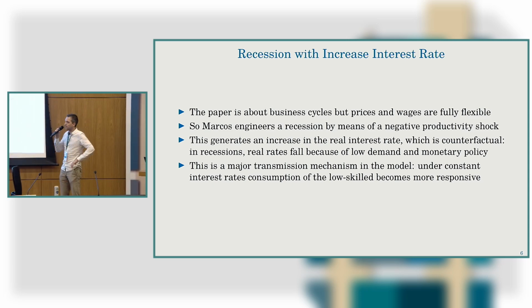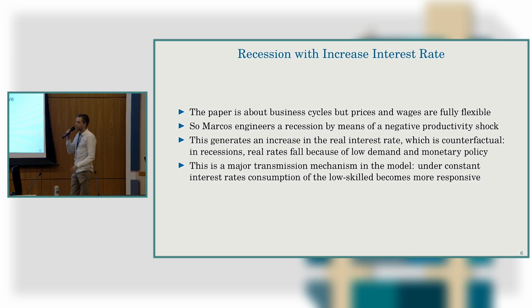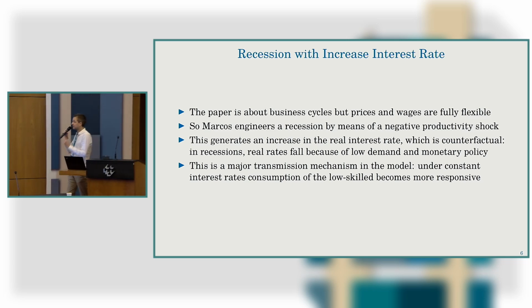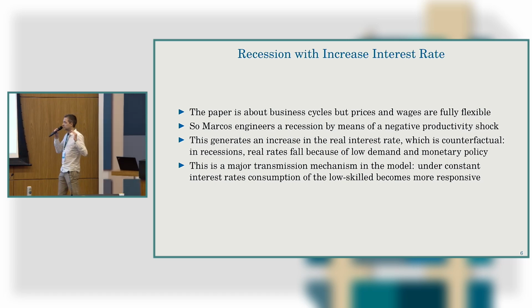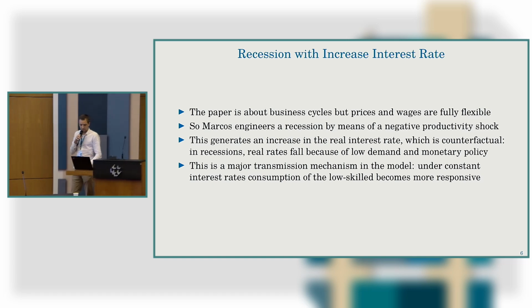This paper is about business cycles. This section is about HANK, but this paper is not HANK. So you don't have price or wage rigidity. It's a fully flexible price model. The way you engineer a recession is by means of a negative TFP shock. This creates an increase in the real interest rate. But that's counterfactual, at least in the US, and maybe not in Brazil, but in recessions, real rates tend to fall because of low demand and because of monetary policy.